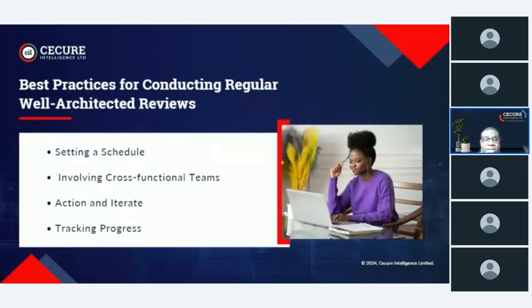The first one is setting a schedule. For you to have best practices for conducting regular AWS Well-Architected reviews, you need to set a schedule. You can conduct this review maybe quarterly or biannually.